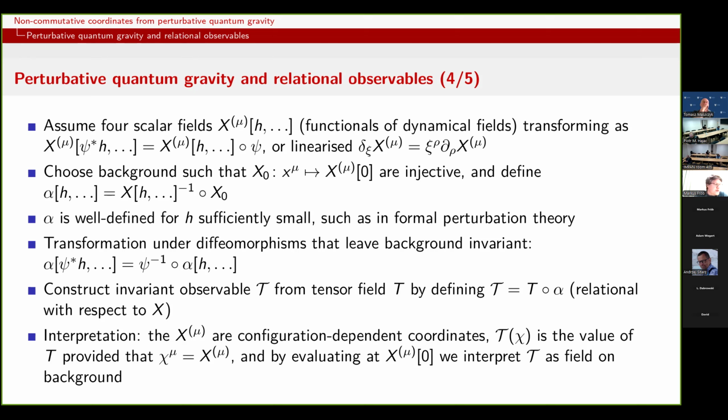The physical interpretation is that these capital X mu are coordinates that depend on the configuration, on my dynamical fields, on the metric perturbation h or any other fields that I put in the theory. And calligraphic T of chi is the value of my tensor field T, the observable that I want to look at, at the point where these capital X coordinates have the value chi. Since there's this x0 on the background, calligraphic T in this formal perturbation theory is actually a proper tensor field on the background. This is the interpretation.